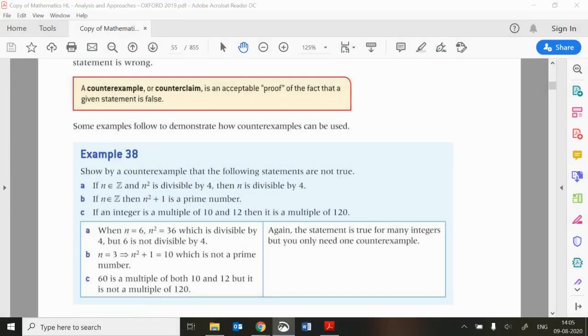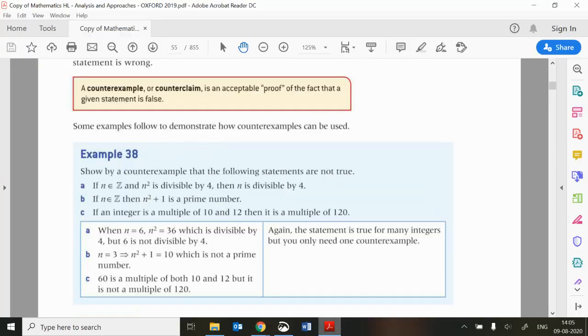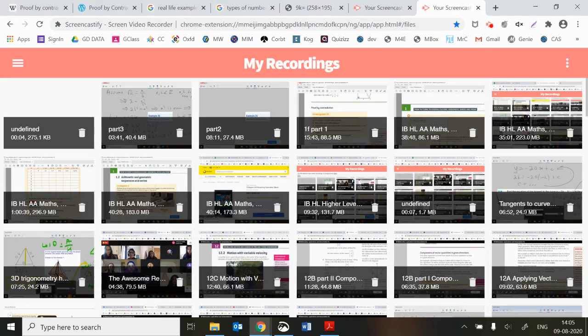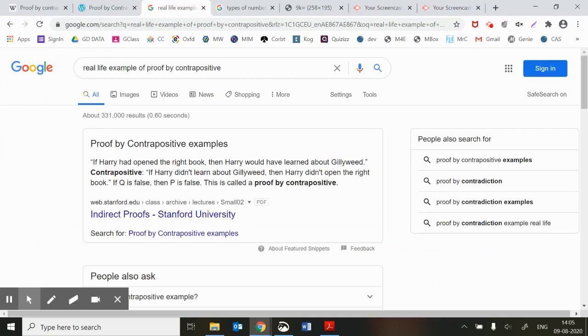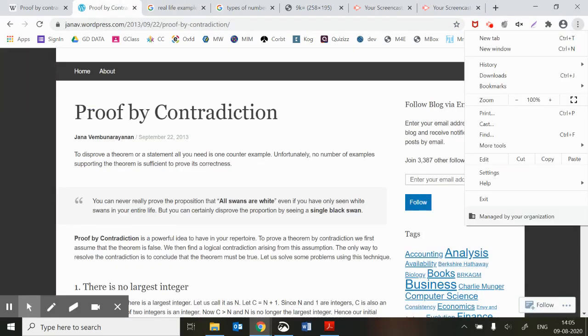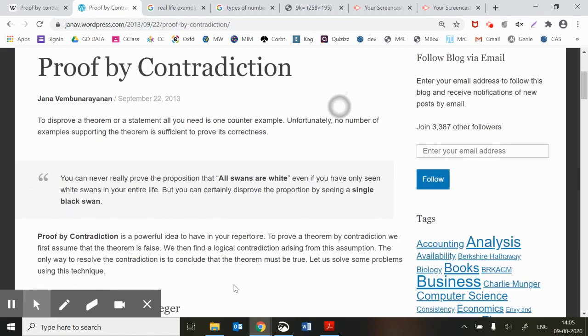Okay, so we're talking about counterexamples now, and in terms of counterexamples, let's just check that out again. It says a counterexample or a counterclaim, I'm going to call them counterexamples, is an acceptable proof of the fact that a given statement is false. Now, I just checked one of these out earlier, and this was the one which I found. Okay, so here we go.